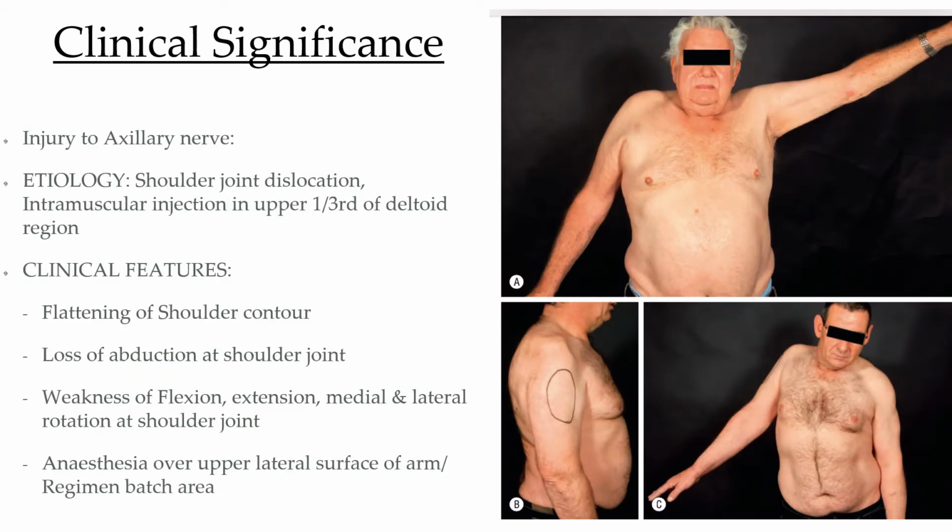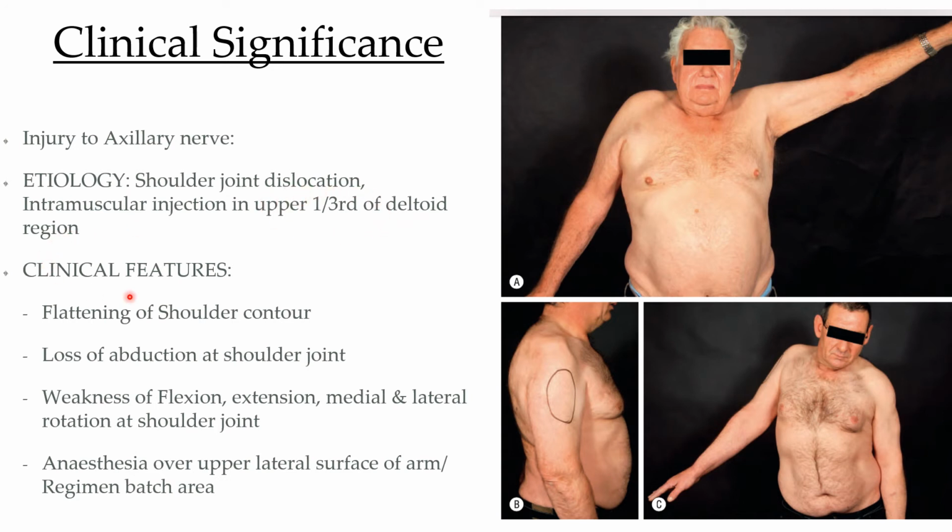Let us learn about the clinically significant condition related to the deltoid muscle and the axillary nerve. Axillary nerve injury results in conditions like shoulder joint dislocation, and intramuscular injections given in the deltoid region in a wrong way, that is at the wrong site, and the wrong site is the upper one-third part of the deltoid region, where the intramuscular injections must be avoided.